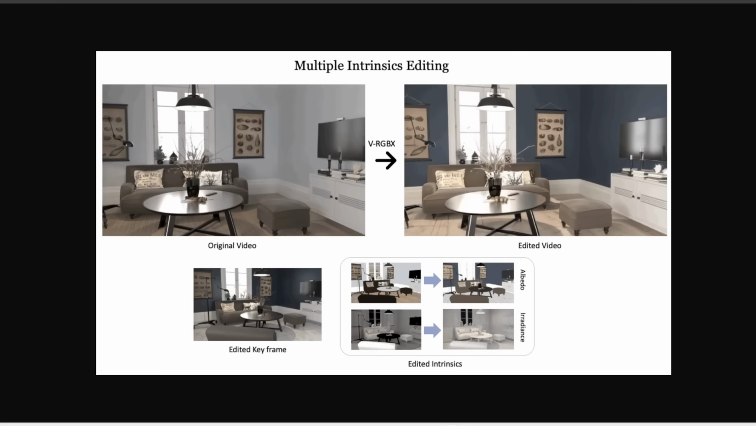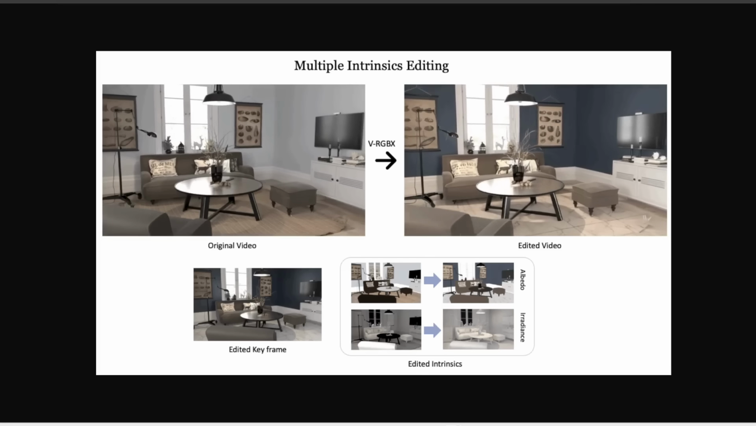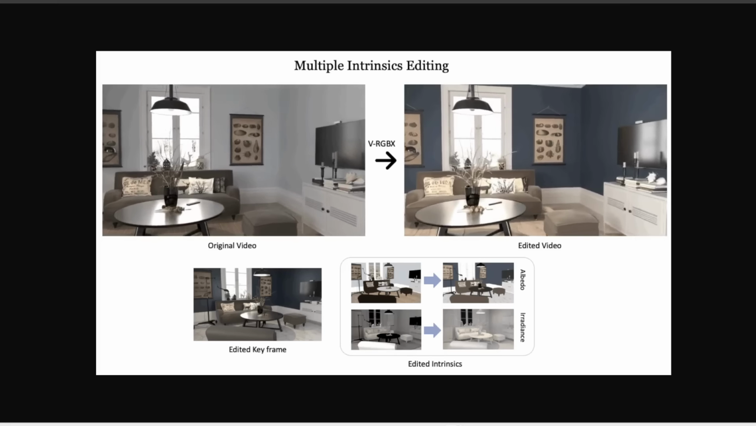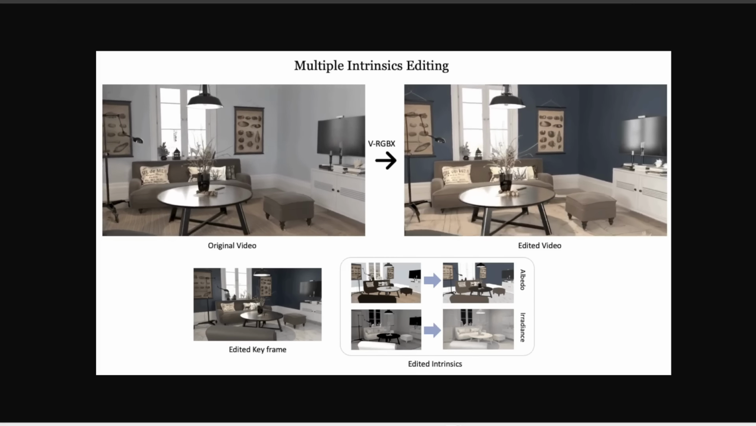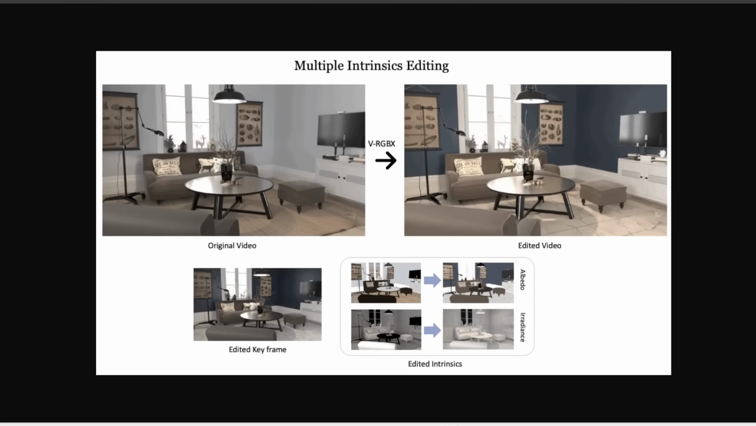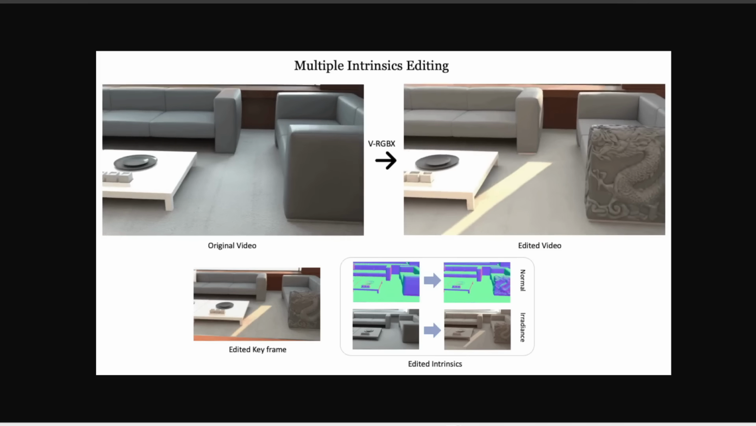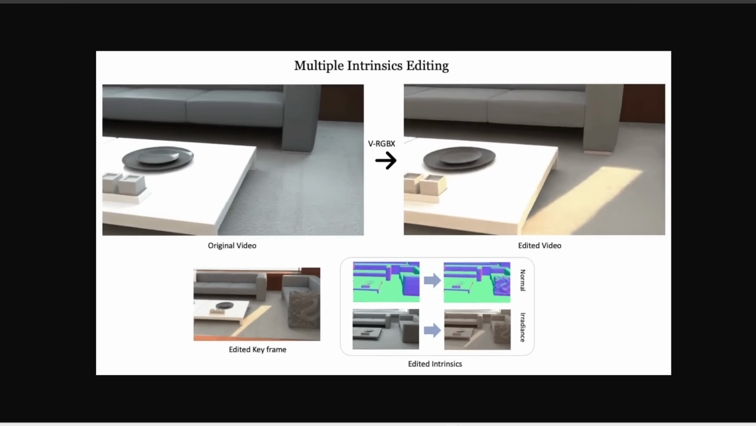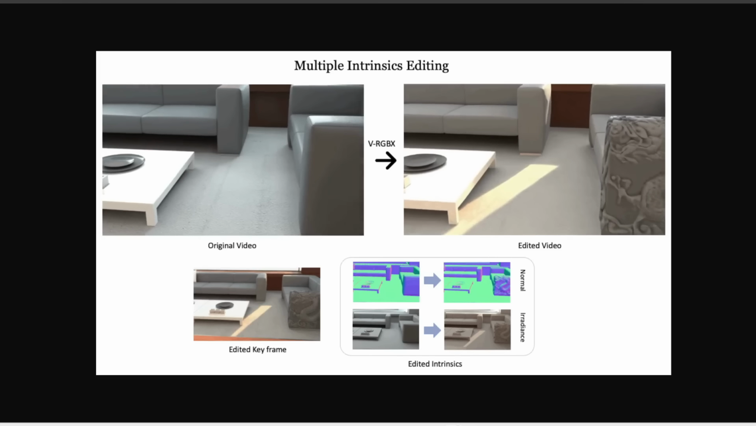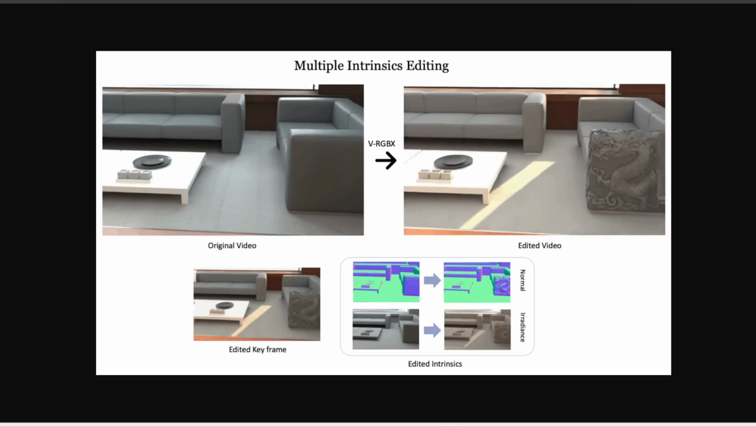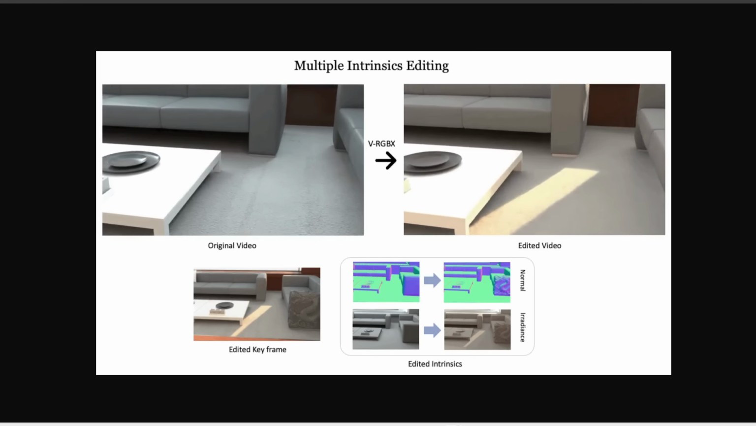Now, you don't have to just edit all 4 of these properties separately. So here's an example where you can edit both the albedo and the irradiance of the scene, and here's what you get. Or here's another example where you can edit both the normal and the irradiance of the scene. So notice that you're changing the sofa, plus you're also changing the lighting of this video.